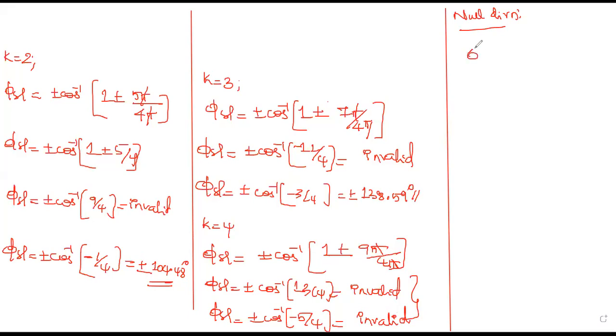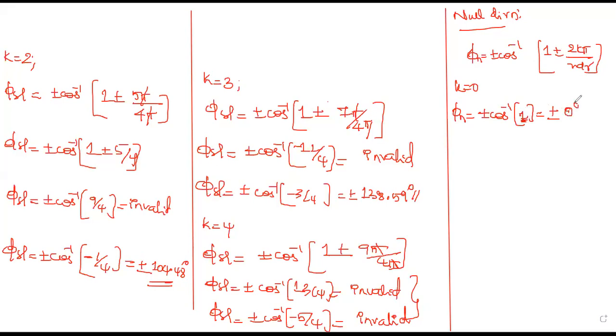You know the null equation, phi null is equal to plus or minus cos inverse of 1 plus or minus 2k pi by NDR. Consider k is equal to 0. First null will be plus or minus cos inverse of, this whole term will become 0. You will be left with cos inverse of 1. What is cos inverse of 1? You can tell the direction because this is not derivation. Zero degree.